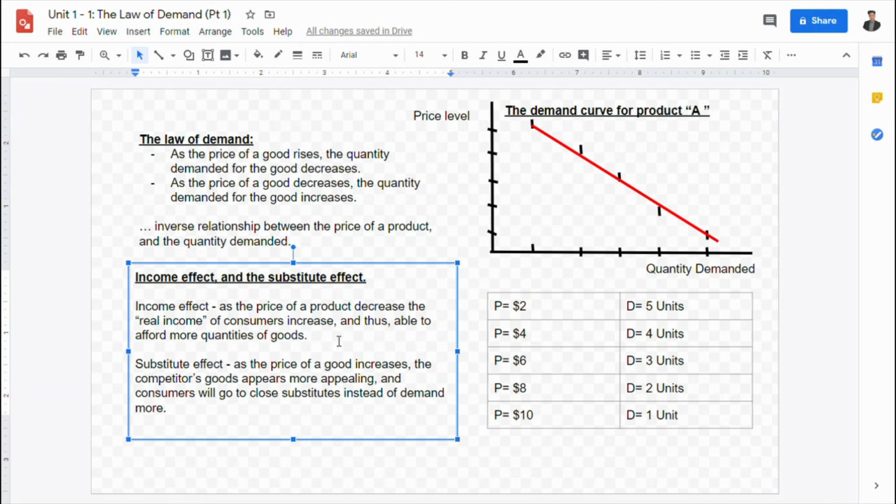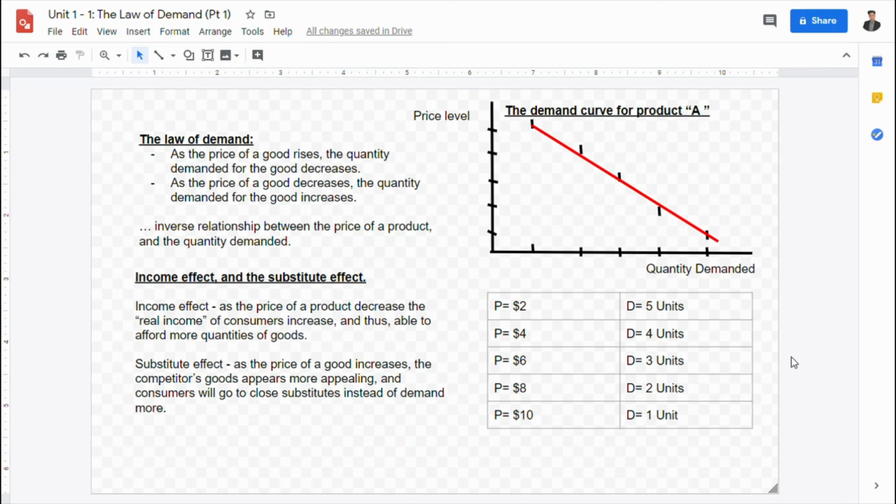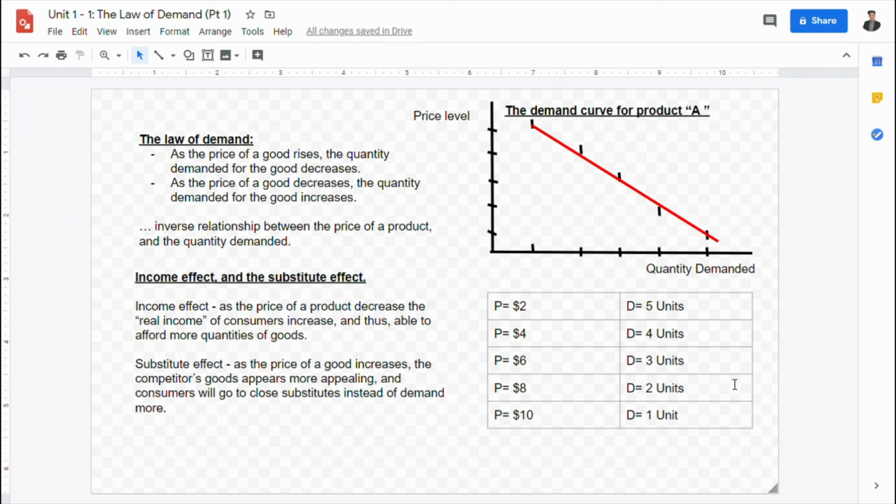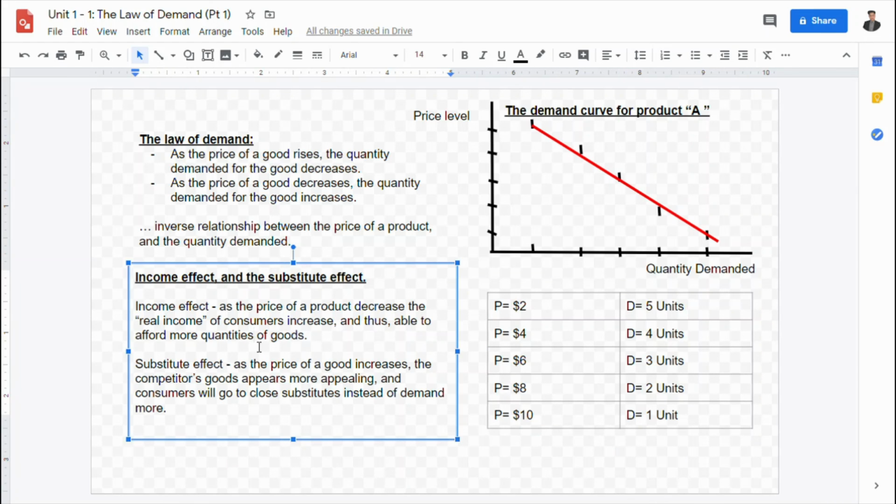This is a brief summary and the main points illustrating the law of demand. We have gone through the law of demand, how to draw it, why it slopes downwards, and the major determinants of the law of demand.